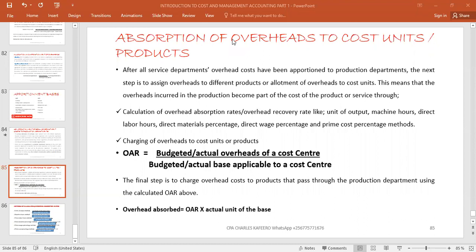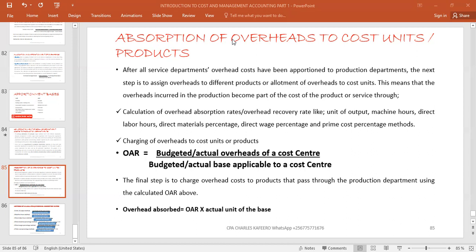And we are proceeding with our series, and this is the last step within the overhead analysis or costing. It is called overhead absorption, or absorption of overheads to cost units or products. Here we have moved from the cost centers, and now we are on the final products. What we are doing is between the production and the output.